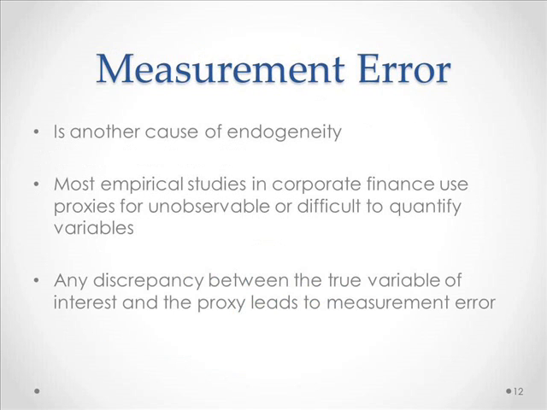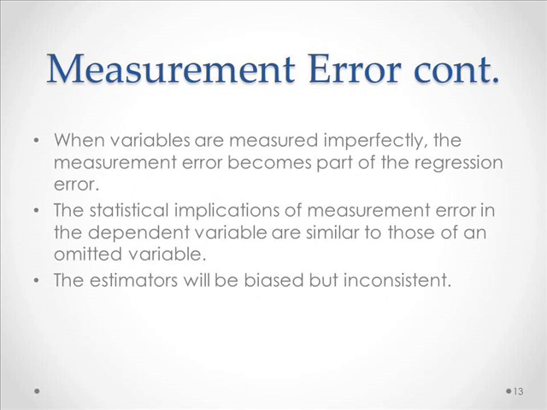Measurement error is another cause of endogeneity. Most empirical studies in corporate finance use proxies for unobservable or difficult to quantify variables. Any discrepancy between the true variable of interest and the proxy leads to measurement error. When variables are measured imperfectly, the measurement error becomes part of the regression error. The statistical implications of measurement error in the dependent variable are similar to those of an omitted variable. The estimators will be biased and inconsistent.